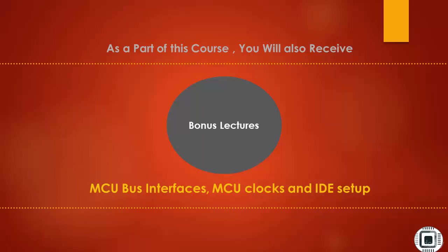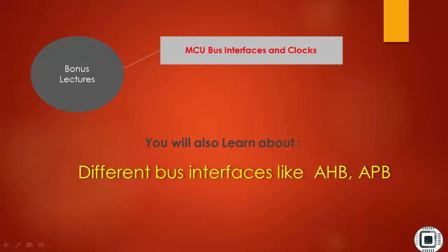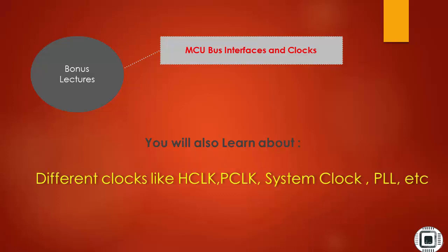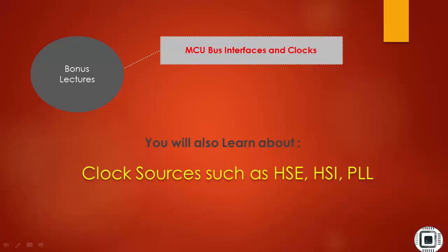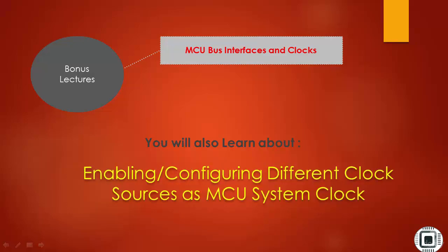As a part of this course, you will also get lots of bonus lectures related to bus interfaces, clocks and software setup, etc. In this course, by code implementation, I will thoroughly discuss different bus interfaces of your MCU like AHB, APB, and different clocks like H clock, P clock, system clock, PLL, etc. I will also discuss various clock sources such as high-speed external clock, high-speed internal clock, phase lock loop, etc. Through coding, I will show you how to enable, configure, and finally how to use different clock sources as system clock to run the MCU.